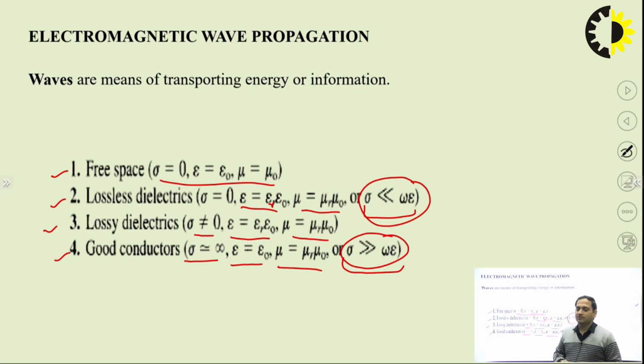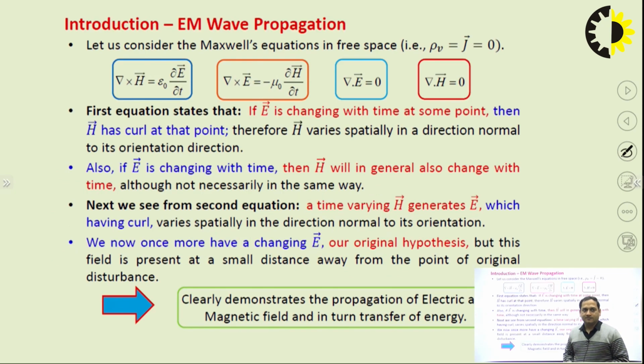And one more issue we will discuss is the perfect dielectric. As we are very much aware of the different Maxwell's equations which we derived in the previous lectures, the case we will handle here is free space, where rho v and J will be 0.